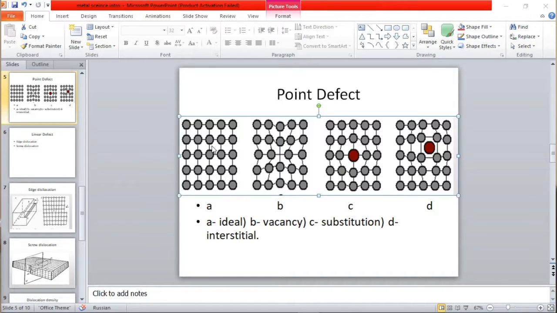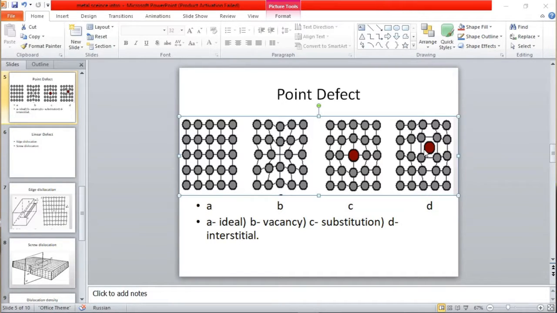So A represents the ideal, B represents the vacancy. That's when we have an atom missing in its position, and right around it we see the stressed atoms. And we have C. C is called substitution, and with C we can see that it's another atom, an impurity atom, different from the rest, and it causes stress around it because it's too large. And we have what we call interstitial, that's D.